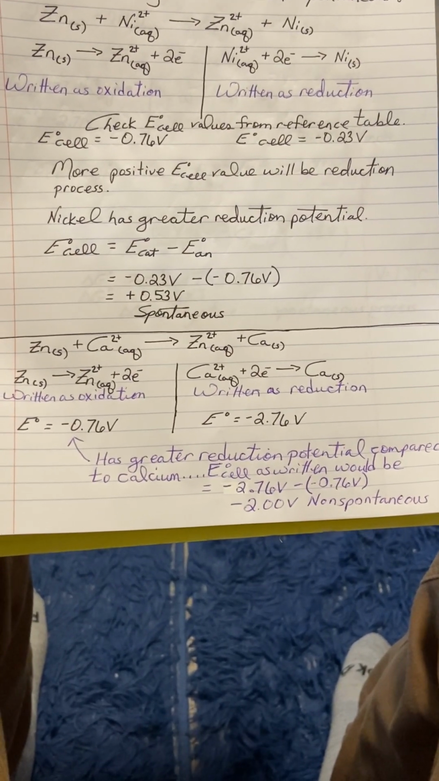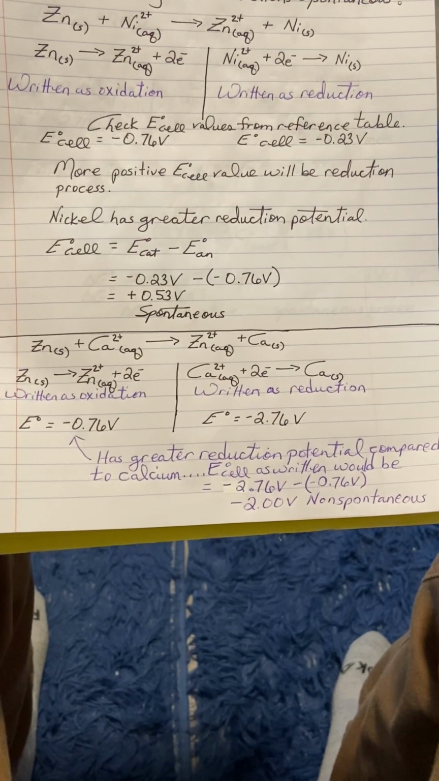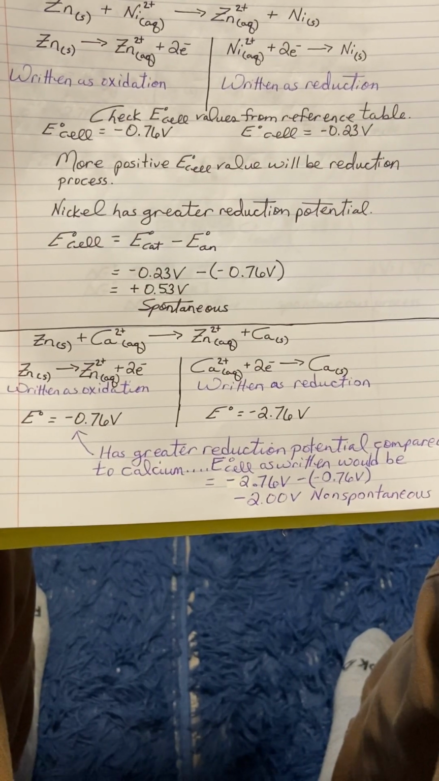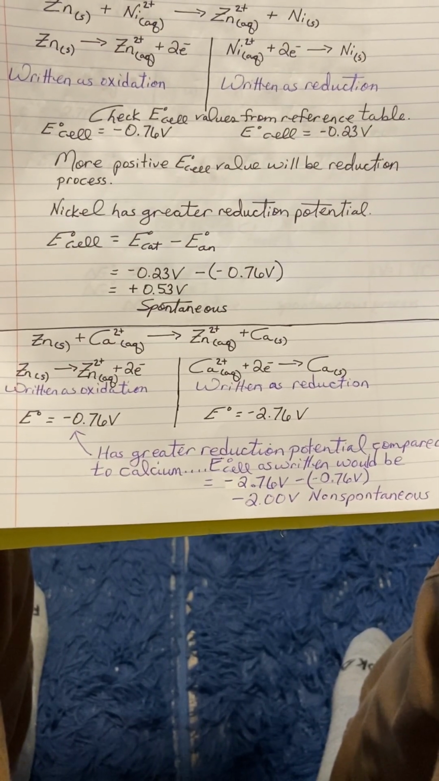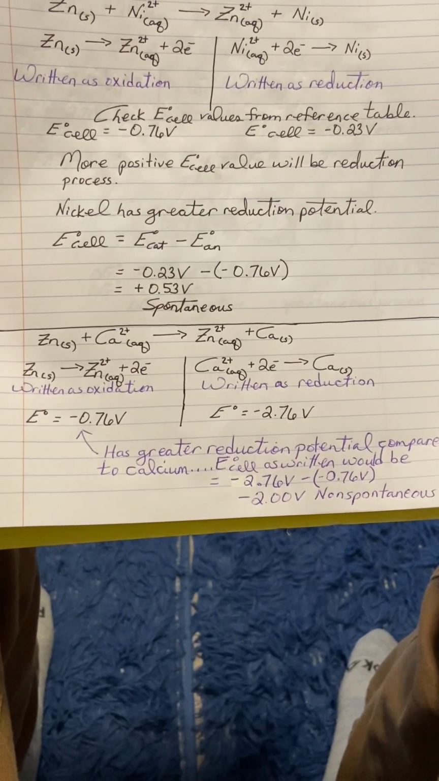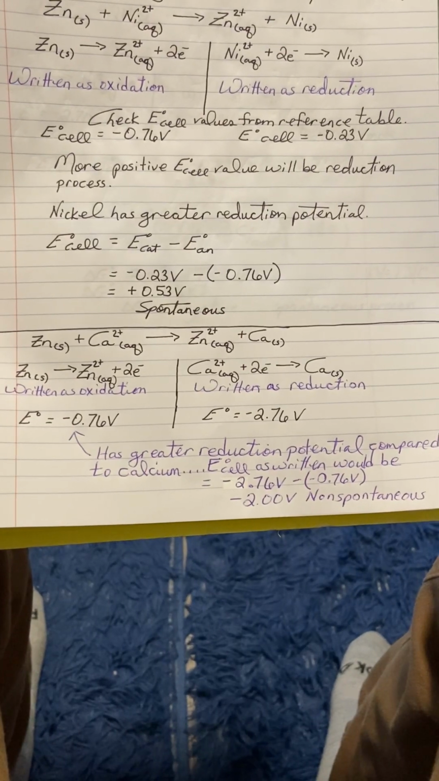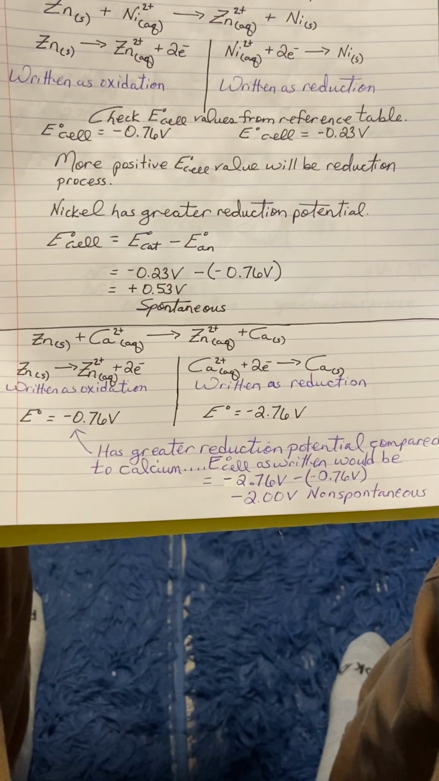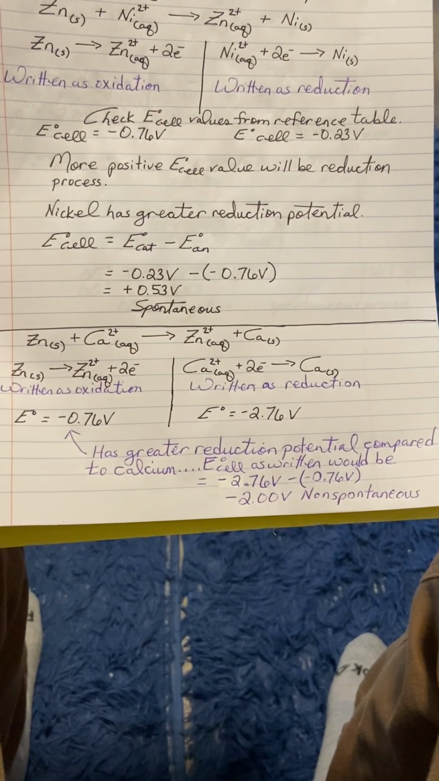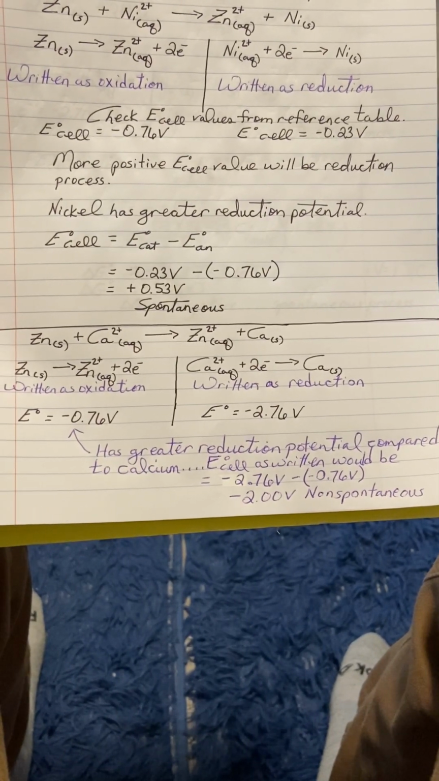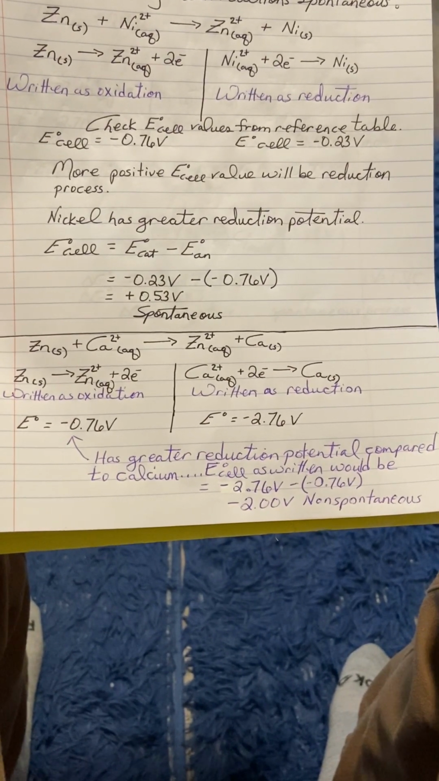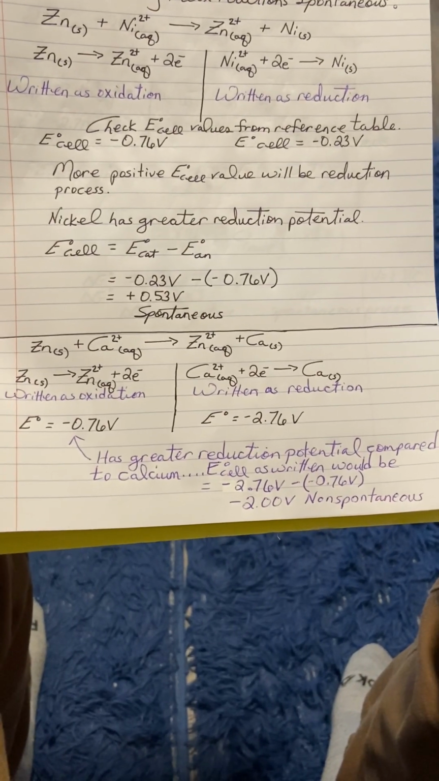So if we calculate the E cell as it is written, we would have the calcium reduction minus the zinc oxidation. It would be kind of reversed. You see the E cell comes out to be negative 2 volts. If your E cell has a negative value, it is not spontaneous. This reaction is not written as spontaneous. It is written as non-spontaneous.